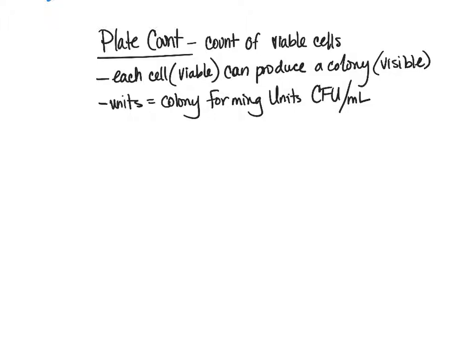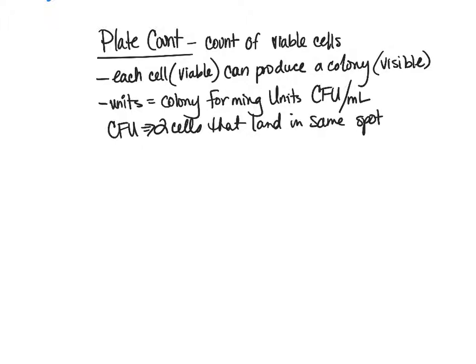So a CFU could come from two cells that land on a particular spot and grow. It could come from cells that are difficult to disperse, so something like a chain or a cluster of cells. So it's not incredibly accurate, because a CFU could be two cells that land in the same spot.